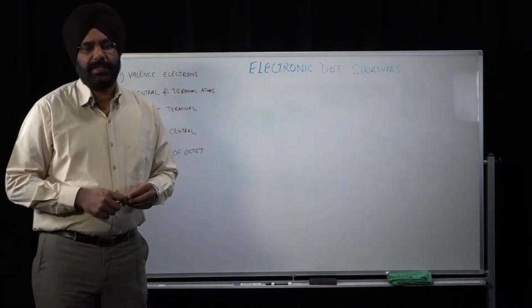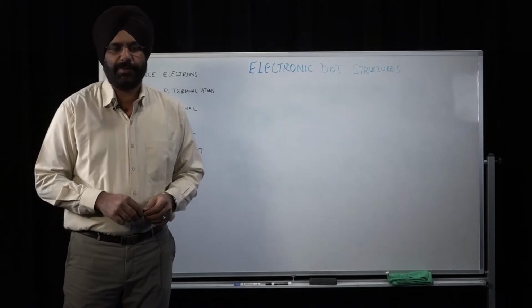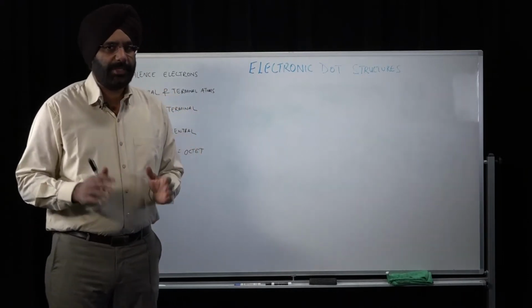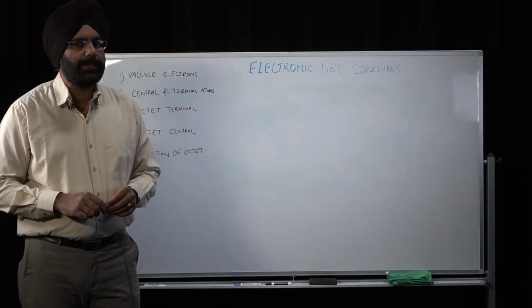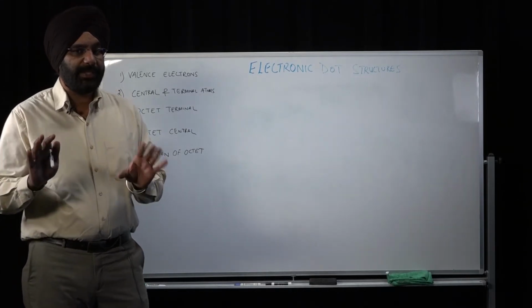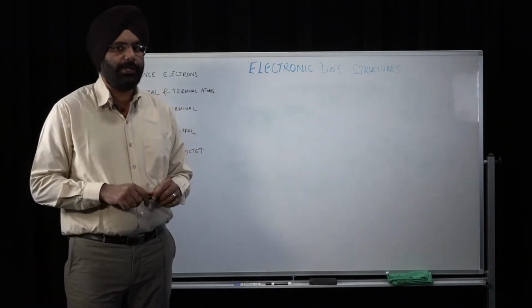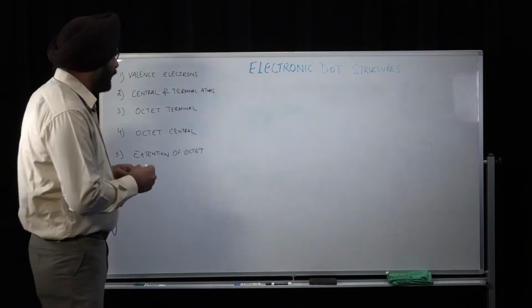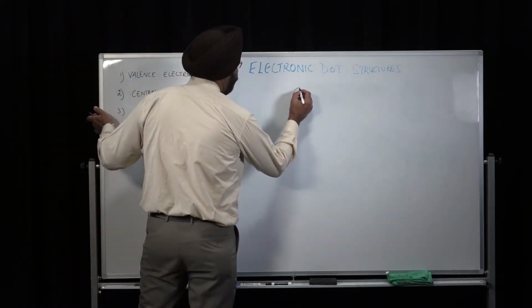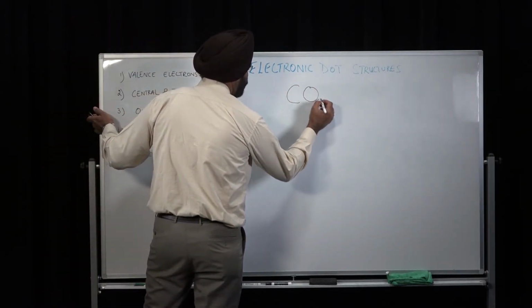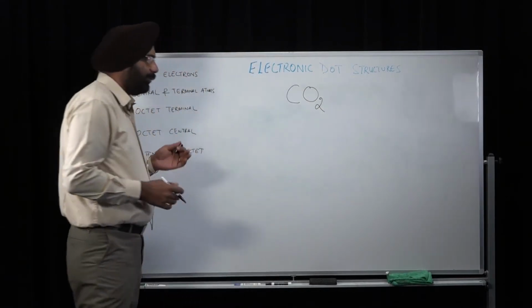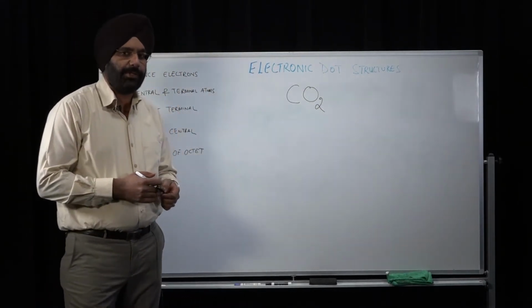Yeah, after taking that easy example of methane, where it was very easy to write the electronic dot structure, let's take a slightly more complicated molecule, which is carbon dioxide. When I say complicated, I mean in terms of writing the electronic dot structure. So carbon dioxide, as the name suggests, has a carbon and 2 oxygen atoms. So let's write the electronic dot structure for this one.